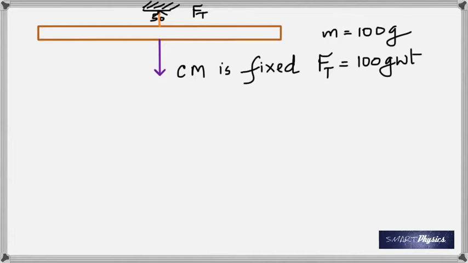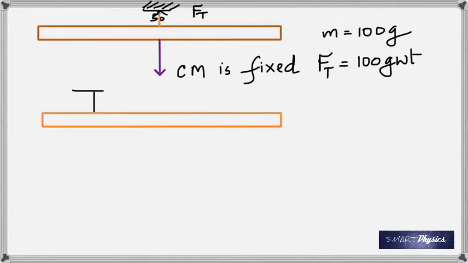Okay. Now what I'm going to do is, I'm going to suspend it not from 50. I want to suspend it from 20 or 30. The major mistake that students make is this. Where is the center of mass of this meter stick? 50. Okay. It's still at 50. No matter where you suspend it from, its center of mass is fixed. The center of mass of any object is a fixed point. Does not depend on where you're trying to balance it.